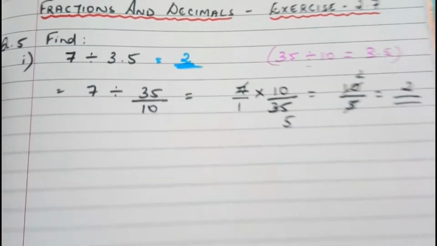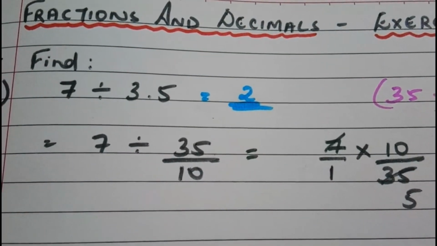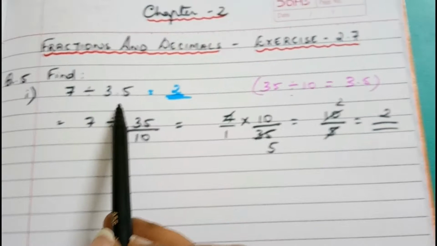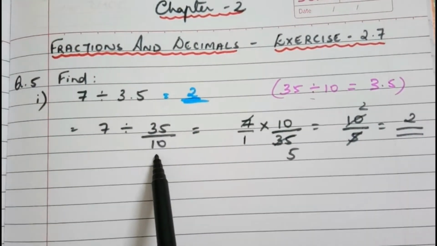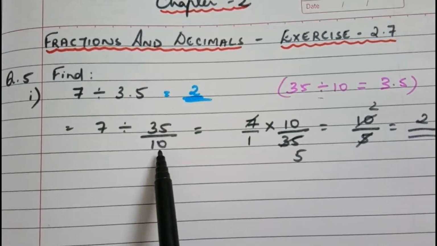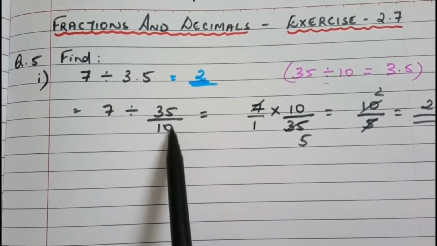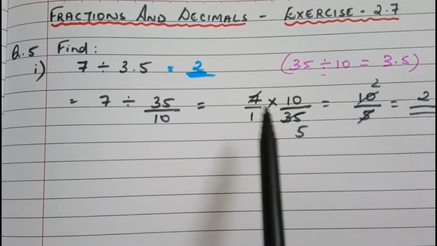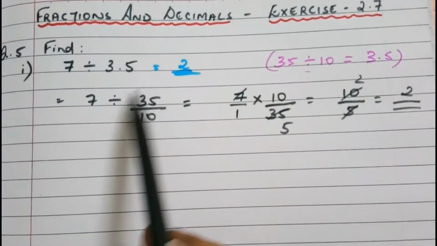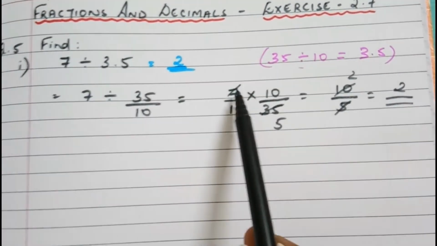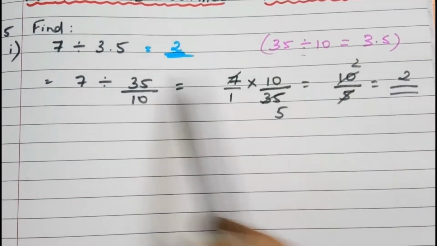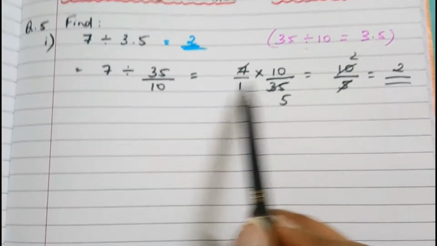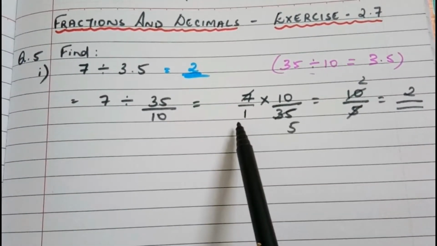Let's move towards the second question. I hope everyone understood how we did it. Just a quick review: 7 divided by 3.5. This 3.5 can also be written as 35 by 10. Now 7 divided by 35 by 10. Since there is a division and we have a fraction, we convert it into multiplication and make the reciprocal. So it will be 7 into 10 by 35. Since 7 has no denominator here, for easy calculation we put divide by 1.